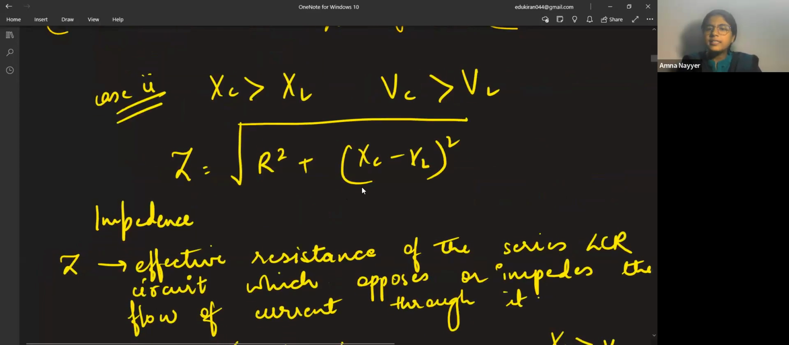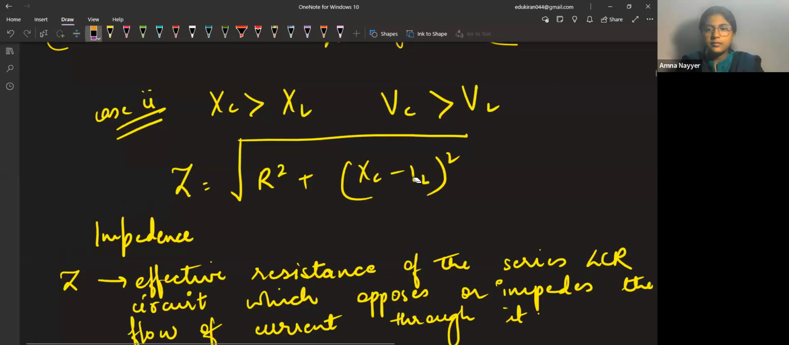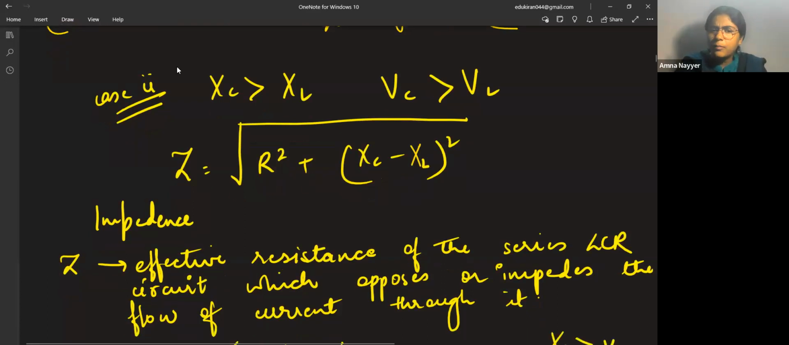See, answer will come XC minus XL whole square. That's it. Same thing, it's just that XC minus XL whole square will come. So depending upon the question, you can keep on interchanging this. You have to write it as XL minus XC, or XC minus XL, depending upon the value.